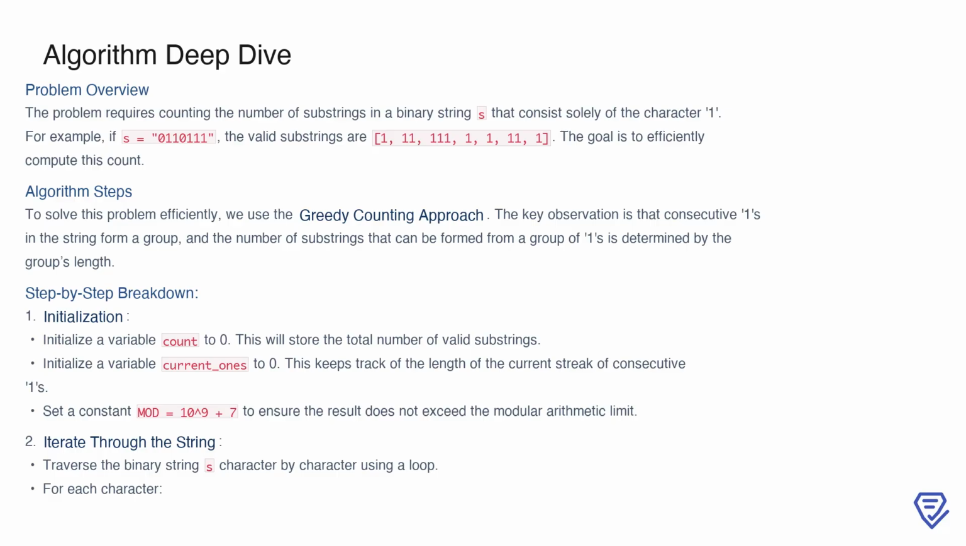The key insight is that consecutive ones in the string form groups, and the number of substrings that can be derived from such groups depends on their lengths. We begin by initializing a variable count to store the cumulative count and another variable current_ones to track the length of the current streak of ones. Additionally, to ensure that the result remains within the modular arithmetic limit, we define a constant mod with the value 10 to the power of 9 plus 7. With this setup, we can now iterate through the string to compute the result dynamically.